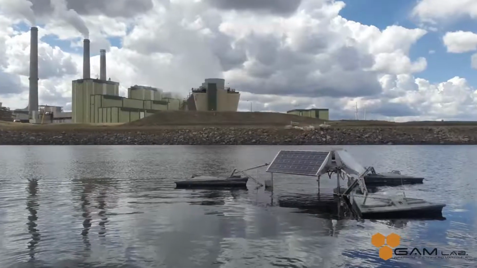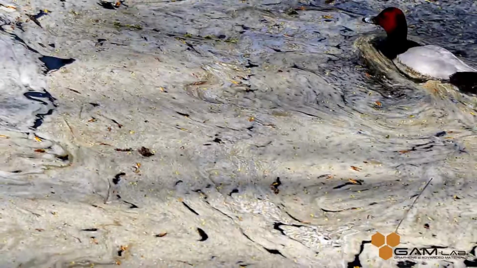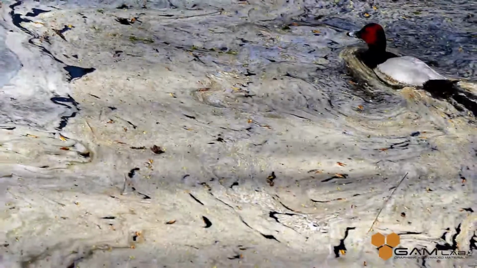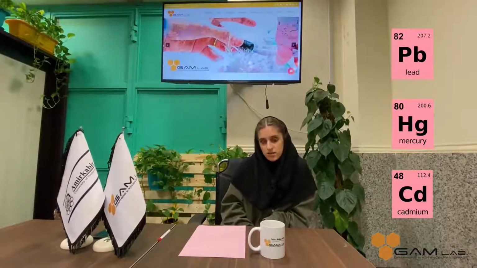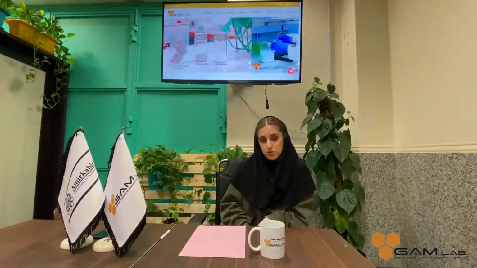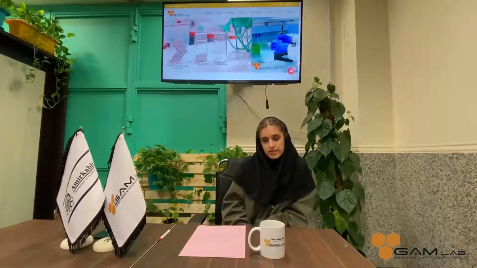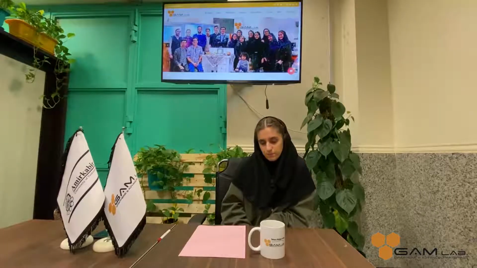With the rapid development of world industry, a large amount of polluted wastewater is discharged into the environment. The industrial wastewater contains high amounts of heavy metal ions such as lead, mercury, and cadmium. These ions impose serious threats to the environment and human health due to their toxicity and non-degradability. Therefore, it is necessary to remove these ions from industrial wastewater.